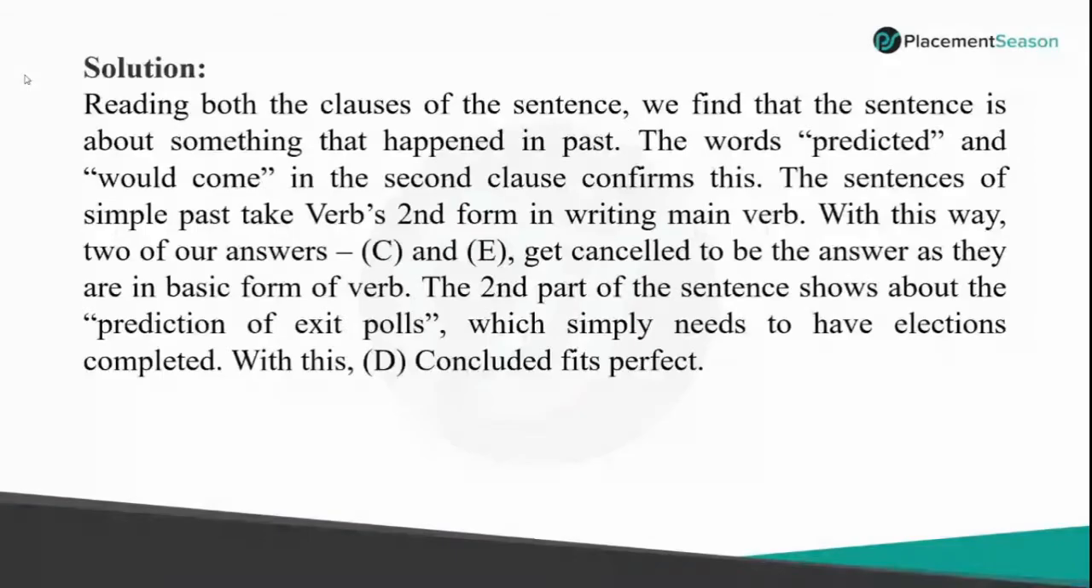Now coming to the next one. The second part of the sentence clearly says that the prediction of exit polls, which simply means that the election is already over. It's already done. Elections have been conducted already. So what could be the right conclusion? Clear? This is how you solve sentence completion questions.